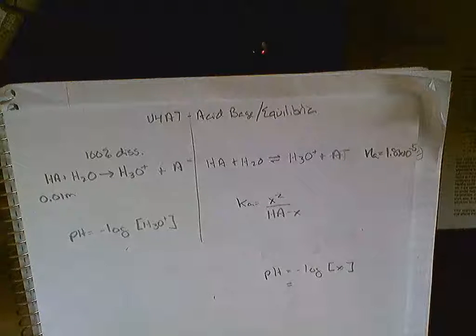In Unit 4, Activity 7, they go through acid and base equilibrium. So we've done equilibrium with gases, we've done equilibrium with salts, and now we're doing acids and bases. I'm going to focus on acids, and I'm going to show you what happens with a strong acid or a normal acid versus a weak acid. The weak acid is the one that's in equilibrium.